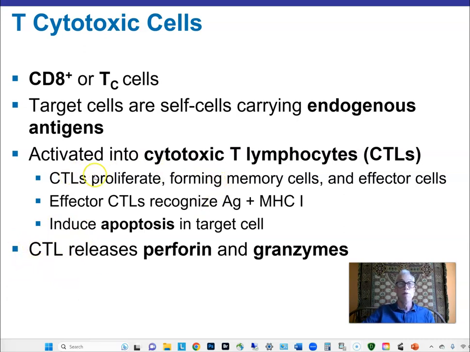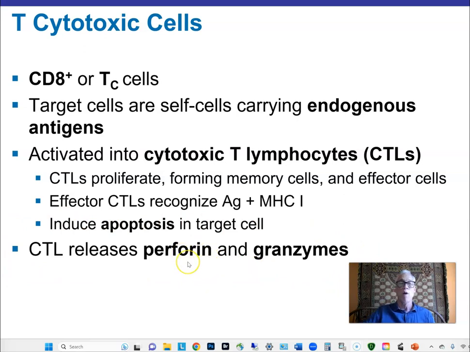They proliferate when they're activated, producing memory cells, right? B cells produce memory cells, helper T cells produce memory cells, and cytotoxic T cells. So anyway, they produce memory cells, but also effector cells. Effector cells are the ones that go around. From then on, they just surveil the body looking for infected cells.